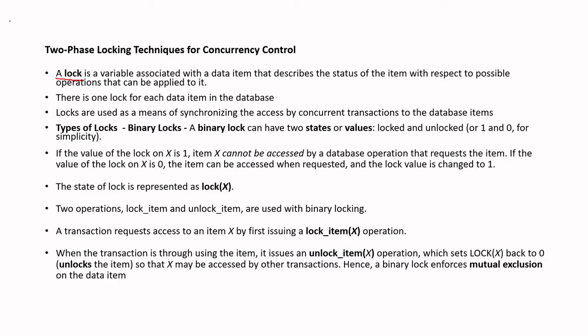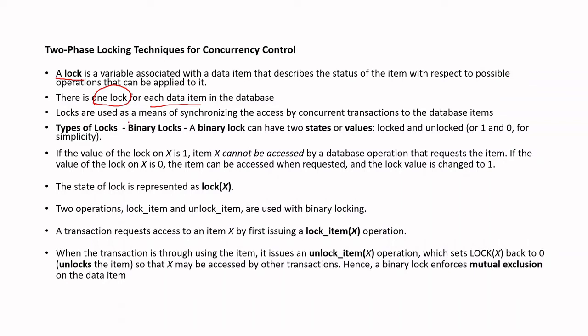So for every data item in the database which needs to be accessed, there is a lock associated. As we said, locks are used as a means for synchronizing access by concurrent transactions. In operating systems, in multi-processing or multi-programming environments, multiple processors might access the same data item, right? So that is why synchronization was required there. It is the same concept which is being used here also. So you have got different types of locks.